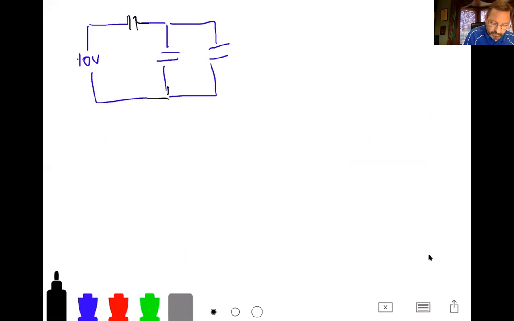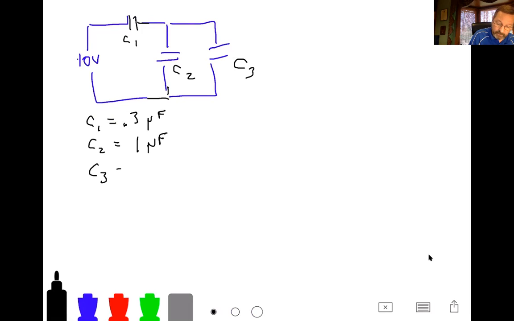All right, so we'll call this one C1 right here, this one C2, and this one C3, just for lack of better names. And C1 was equal to 0.3 microfarads. Remember, a micro is 10 to the minus 6th farads. Capacitor C2 here is 1 microfarad. And C3 is equal to 0.25 microfarads.